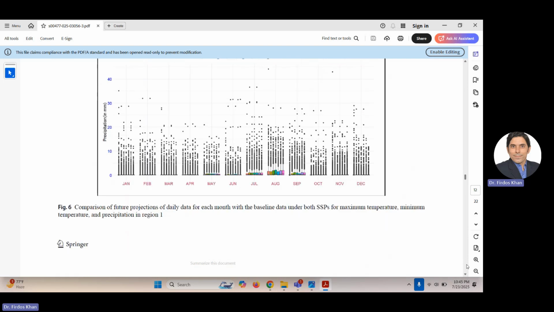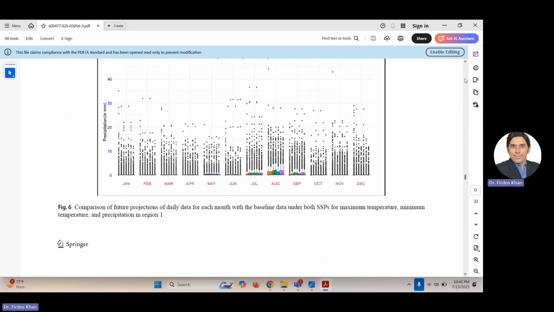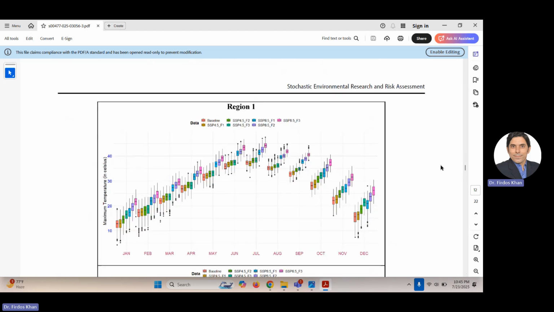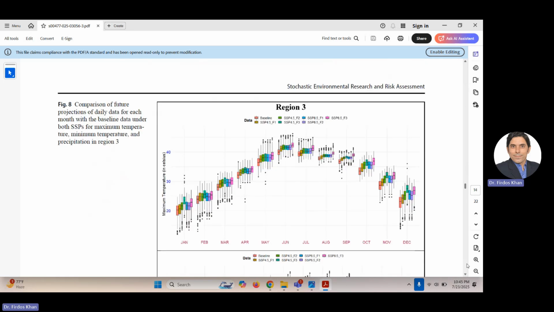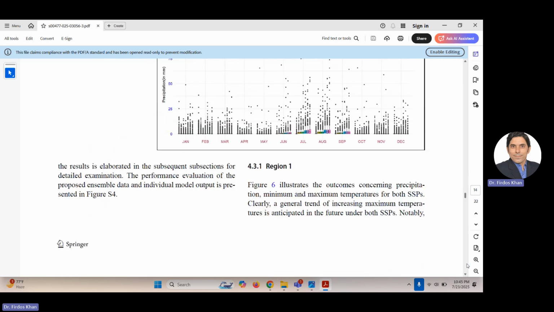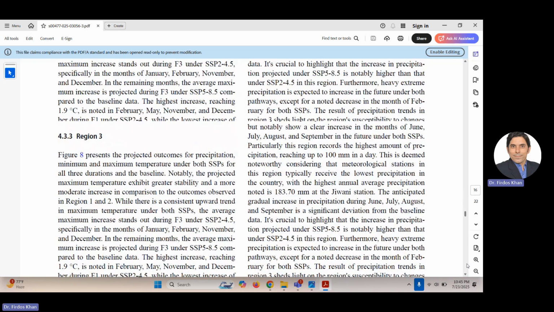And similarly, we have presented the results for zone 2. This is for zone 2. Yes, of course, it is mentioned on the top, so it can be here as well. Region 1, region 2, and that's the region 3. So we have done all these stuffs. Okay, this is the interpretation. I don't like to go there.